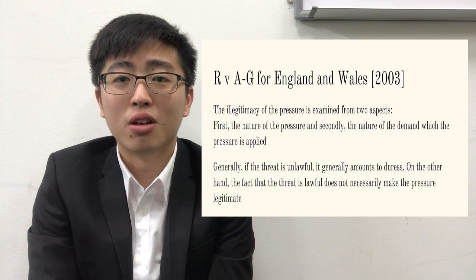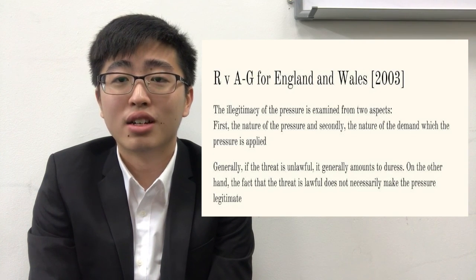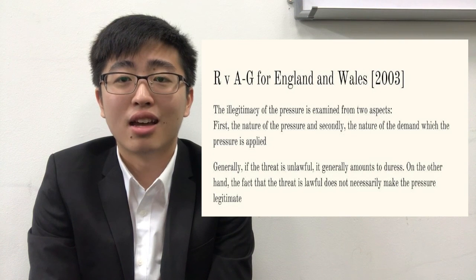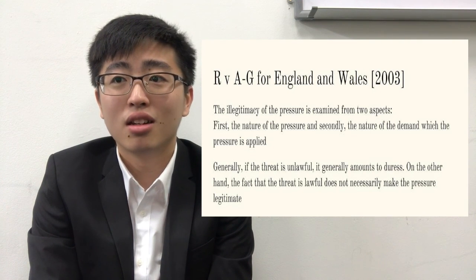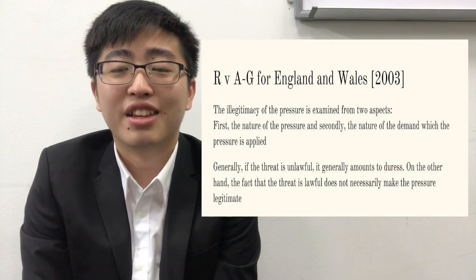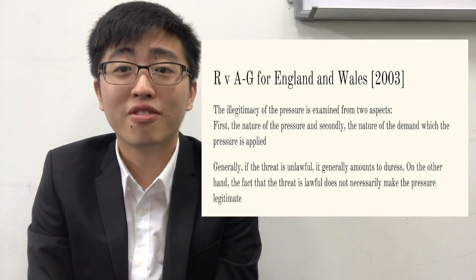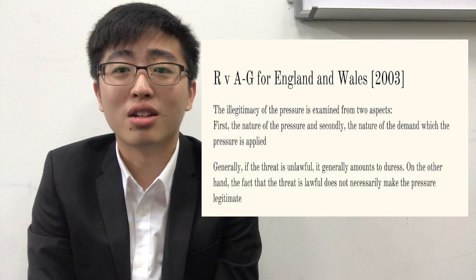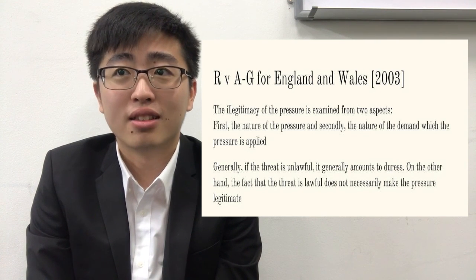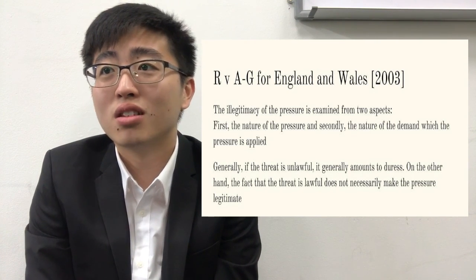In R v Attorney General for England and Wales, the two elements were discussed. According to Lord Hoffmann, the illegitimacy of the pressure must be examined from two aspects. First, the nature of the pressure, and secondly, the nature of the demand to which the pressure is applied. Generally, if the threat is unlawful, it will amount to duress.